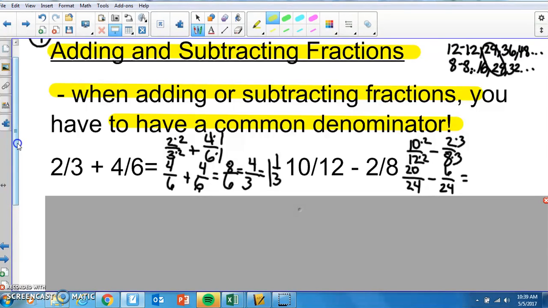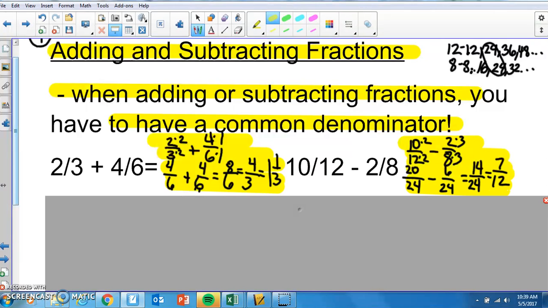Now I subtract just the numerators across the top. 20 minus 6 is 14. I keep the bottom denominator at 24. So 14 over 24, and that can simplify. Divide each of those by 2, which is a common factor, so that gives me 7/12. And again, if you'll copy this down, so that you have these examples. And this is adding and subtracting with fractions.